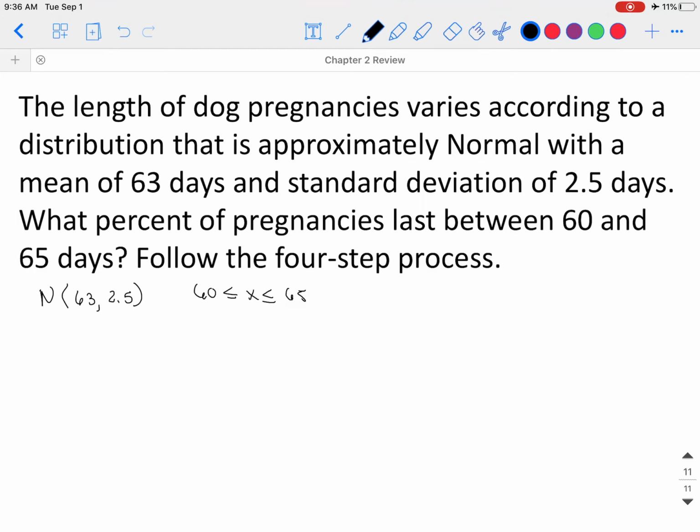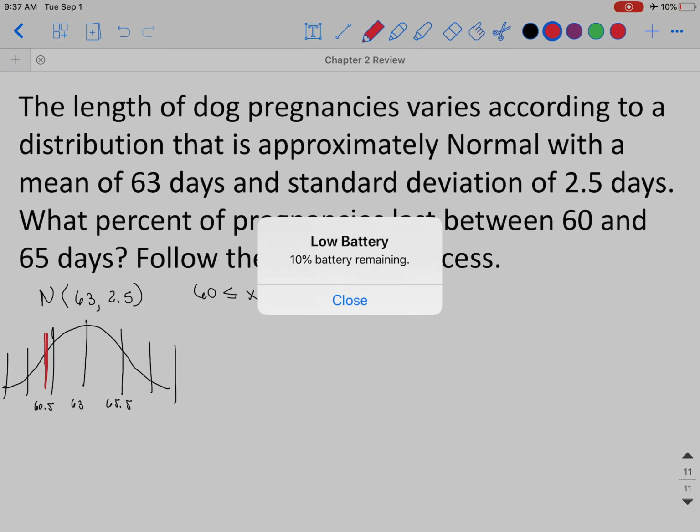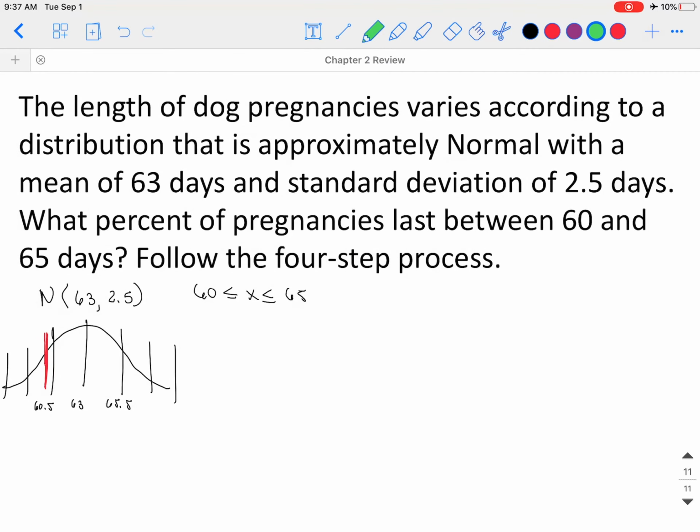To make your plan, you need to draw yourself a normal curve. We know that we have 63. If we add to get above this, one standard deviation above would be 65.5. One standard deviation below would be 60.5. So we're going to be a little bit more than one standard deviation below, and we're going to be a little less than one standard deviation above. And we would shade the part that is in between.